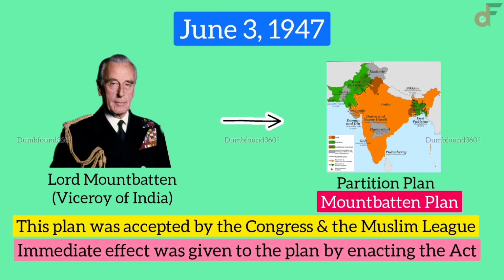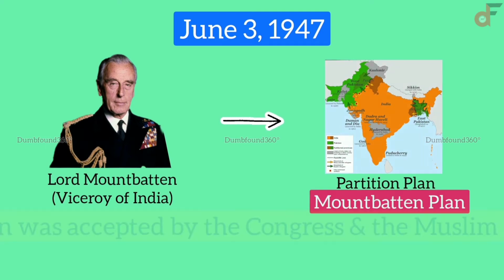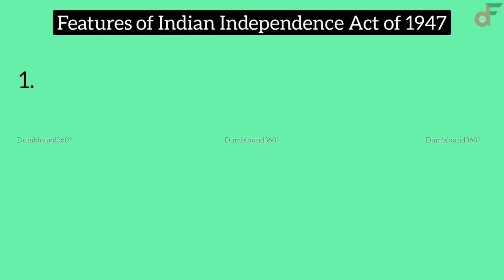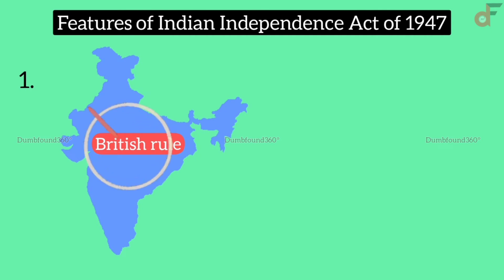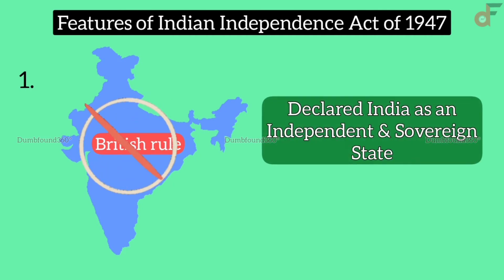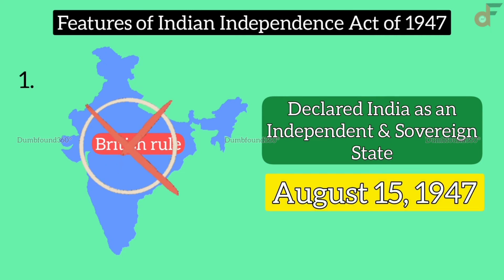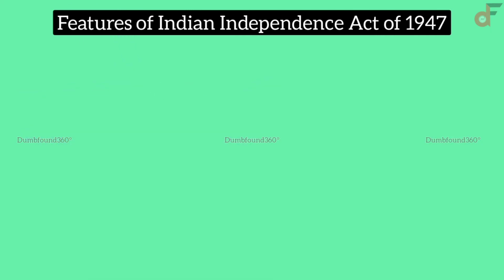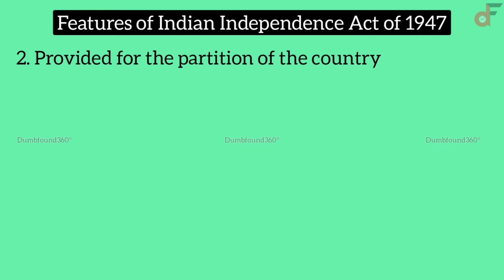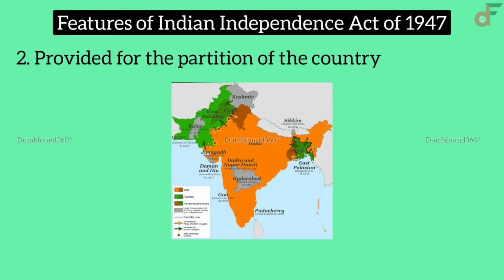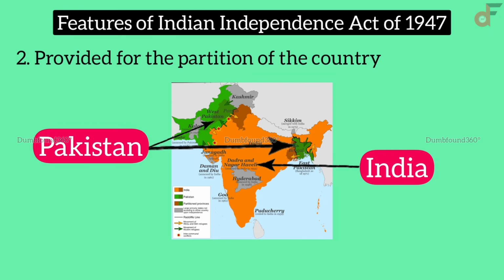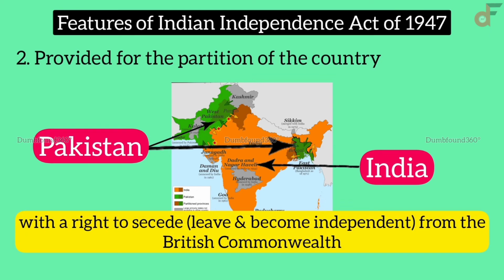Immediate effect was given to the plan by enacting the Indian Independence Act of 1947. The features of this act were: 1. It ended the British rule in India and declared India as an independent and sovereign state from August 15, 1947. 2. It provided for the partition of India and creation of 2 independent dominions of India and Pakistan with the right to secede from the British Commonwealth.